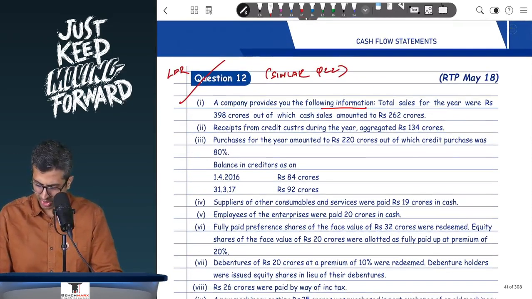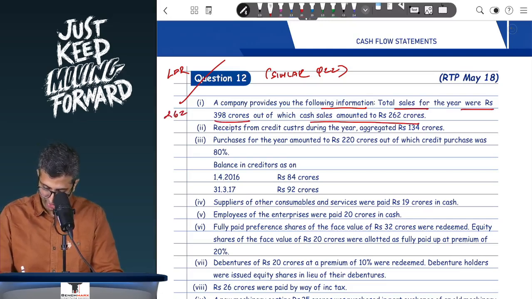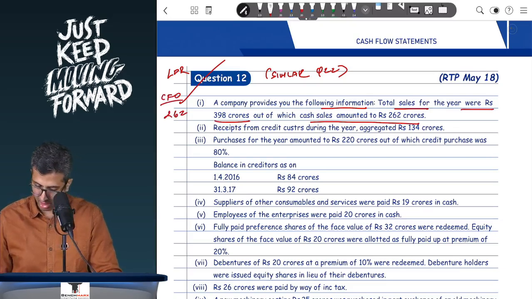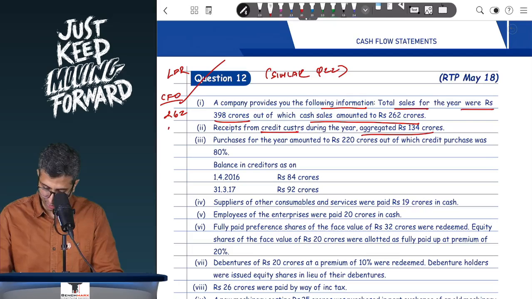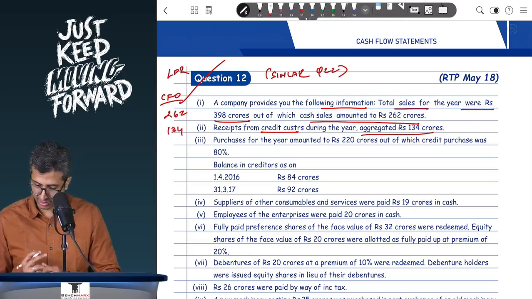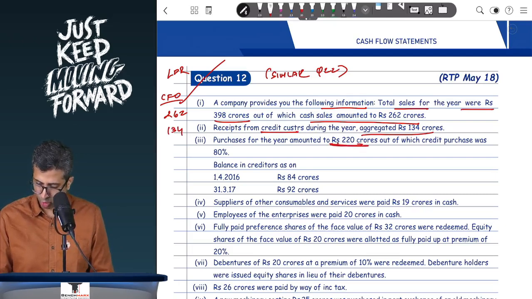A company provides you with the following information: total sales for the year worth 398 crores, out of which cash sales is 262. तो CFO आपका 262 आएगा. Receipts from credit customers during the year is 134. Cash sales plus collection from debtors. Purchases for the year amounted to 220, out of which credit purchases were 80%, which means remaining 44 were cash purchases.